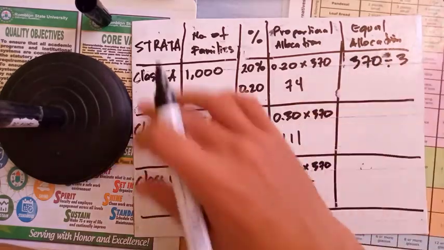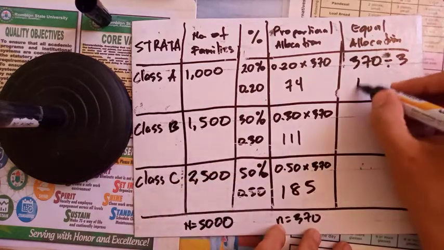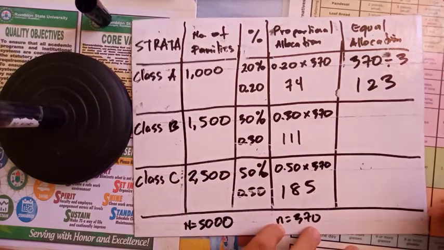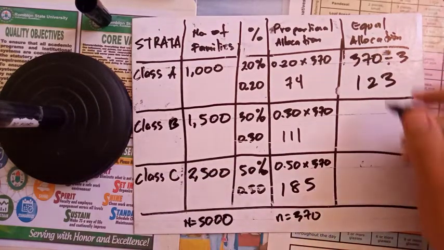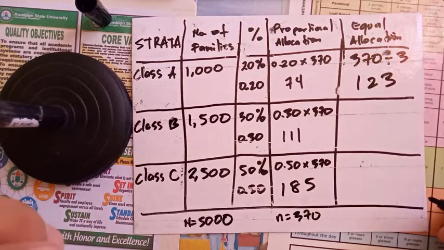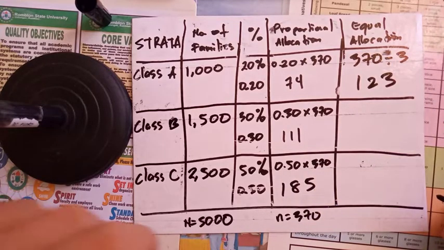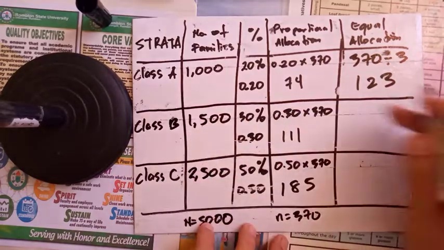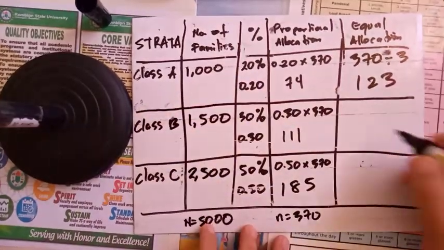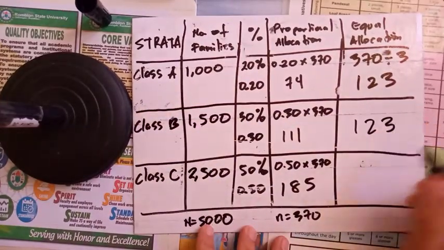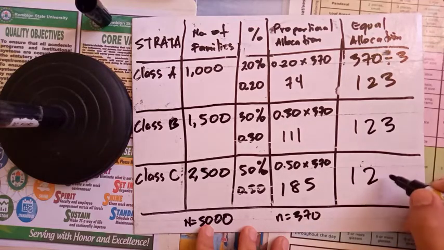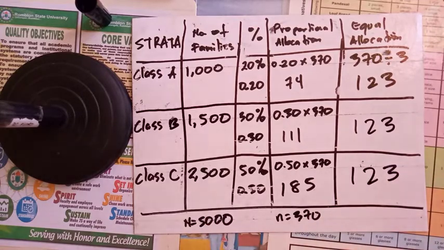Divided by 3, kasi meron tayong tatlong strata. So meron tayo ditong 123 para sa ating equal allocation. So that would go the same for our third class. So sa class A meron tayong 123, sa class B we have 123 ulit, and sa class C we have the 123. So that's how we compute the proportional allocation and the equal allocation.